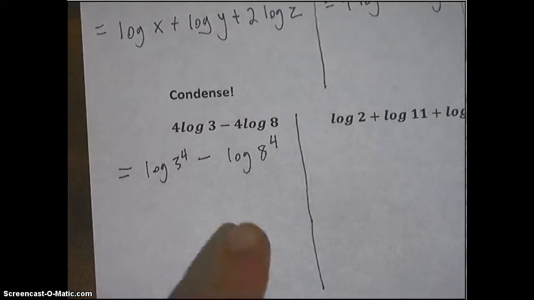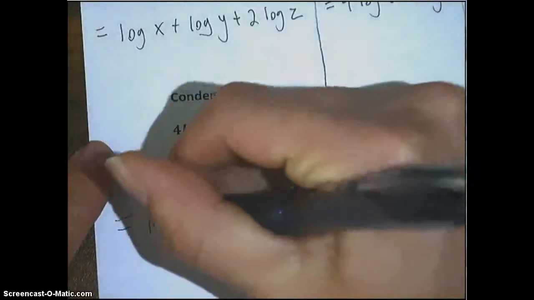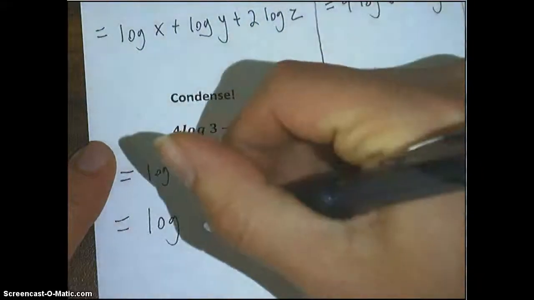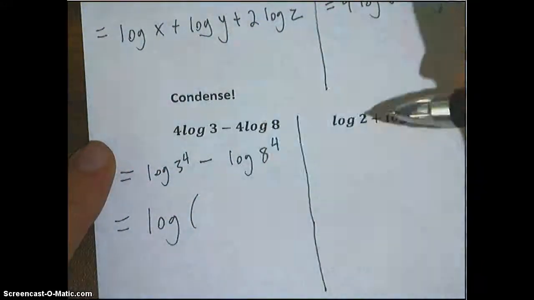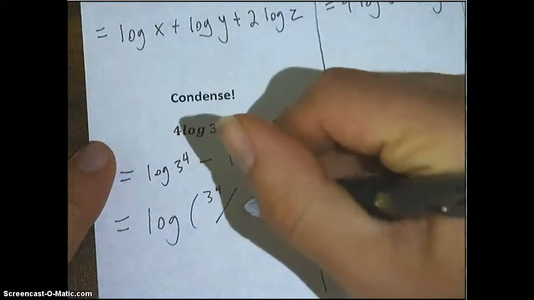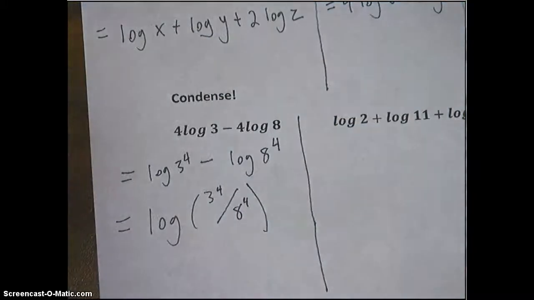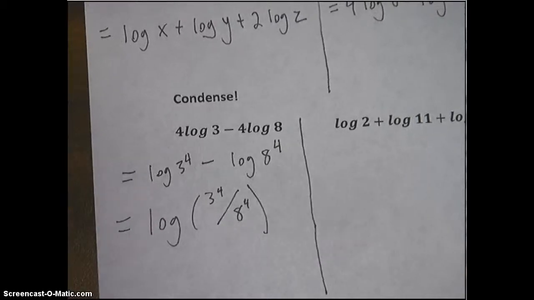Well, now I've got two logs that have the same base, they're both base 10, they're both the common log, that are separated by a minus sign. So I can turn that into one logarithm by making this log of 3 to the 4th power divided by 8 to the 4th power. Like that. And that's how you can condense them.